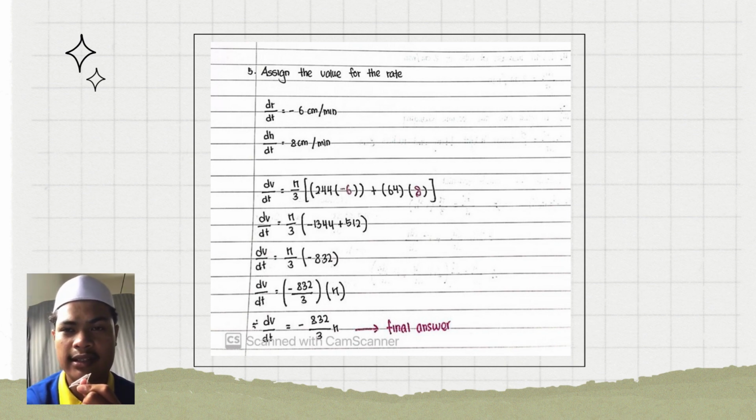We have dr over dt as negative 6 cm per minute, and dh over dt is 8 cm per minute. Then we get dV over dt equals pi over 3 times negative 1354 plus 512, and the final answer for this question is negative 832 over 3 pi. This is the final answer.